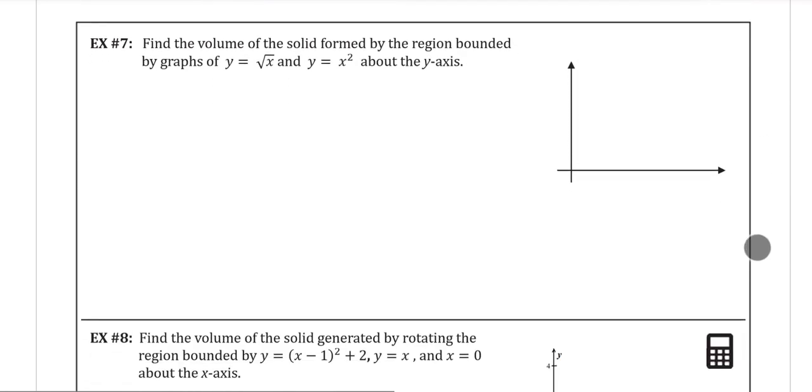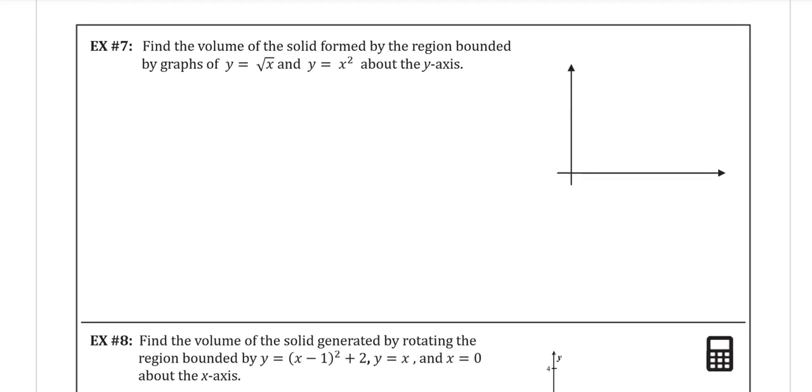Okay, next example. Find the volume of a solid formed by the region bounded by the graphs of y equals the square root of x and y equals x squared about the y-axis. Okay, so we have y equals the square root of x, which looks like this.